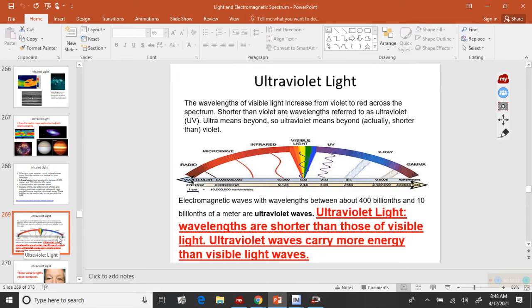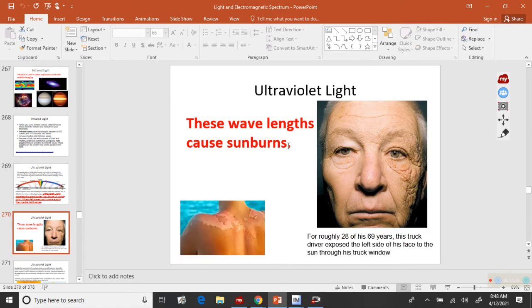All right. Now, ultraviolet light. This is your next little arrow. These are wavelengths that are shorter than those of visible light. So ultraviolet over here, the wavelengths are shorter than visible light. They're closer together. And they carry more energy. They're farther to the right. They carry more energy, higher frequency than visible light. Ultraviolet is what causes sunburn. This guy sat in a truck with this side of his face facing the window, and so that's what caused him to have all of this damage to his skin.